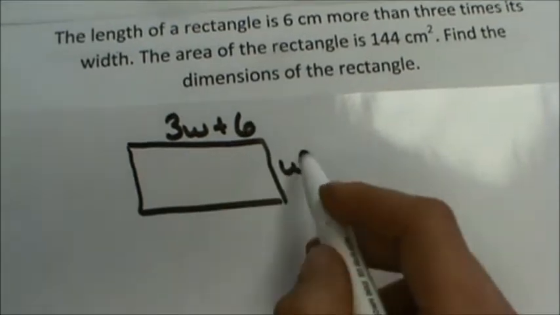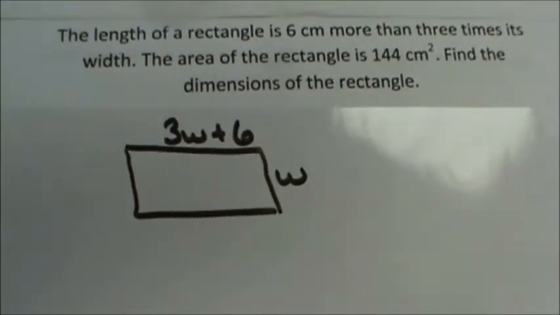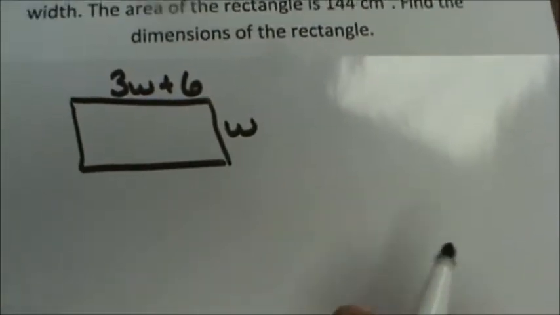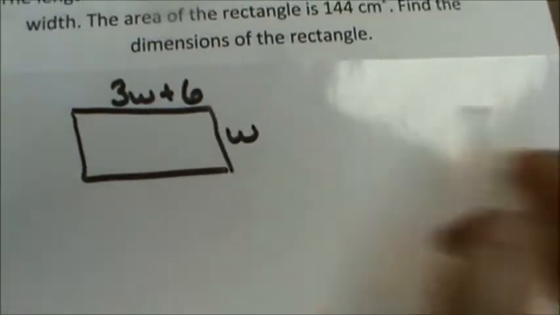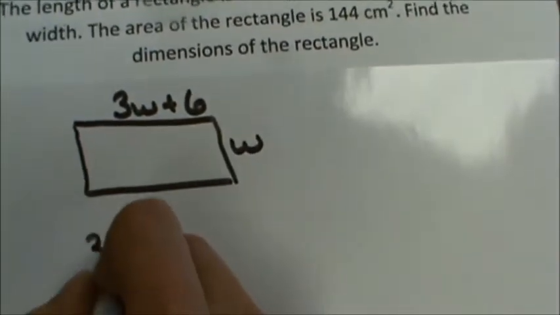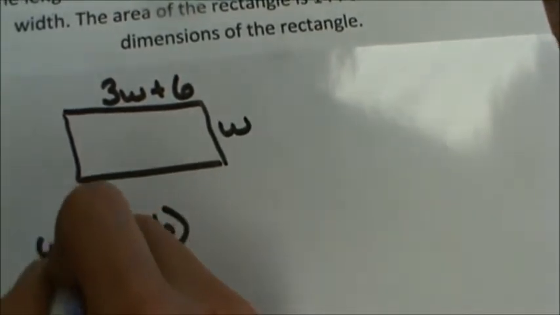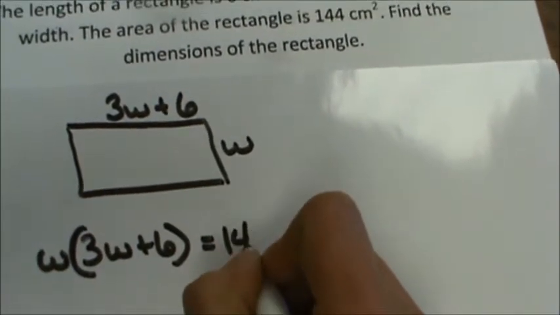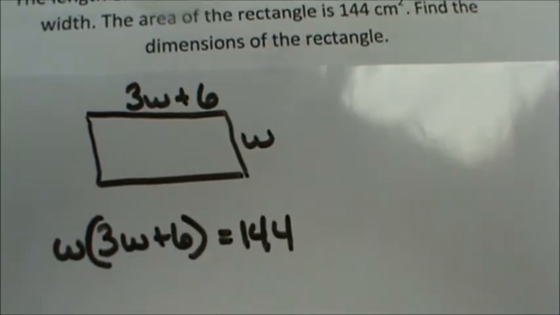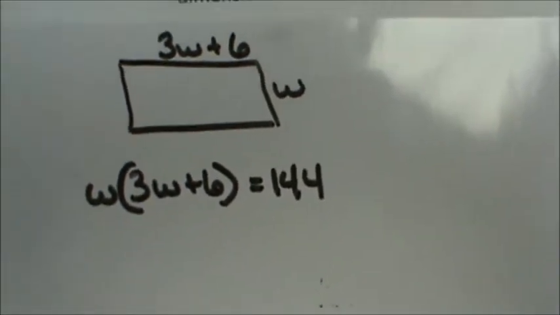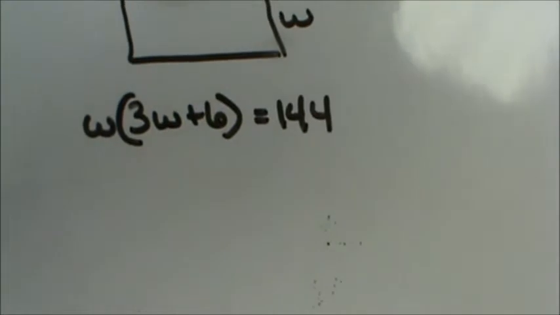This is my rectangle. I know the area of this rectangle is 144. Well, how do I find area? I multiply length times width. Length times width equals 144. Now I'm going to focus on solving this equation.